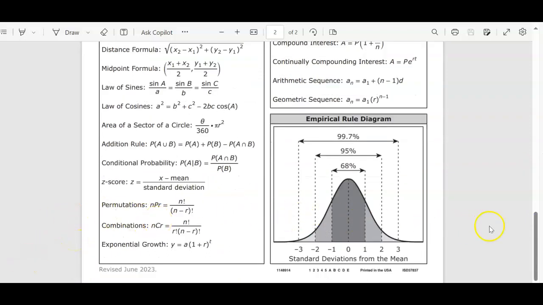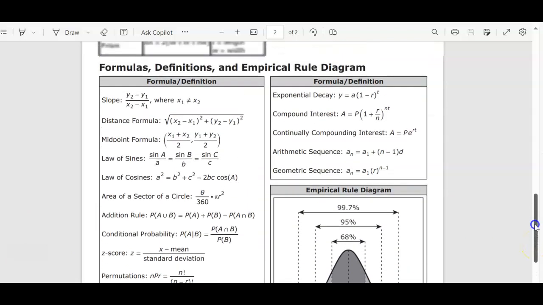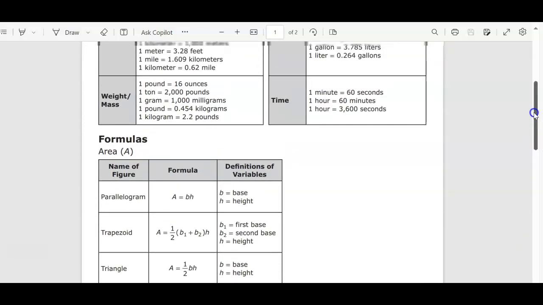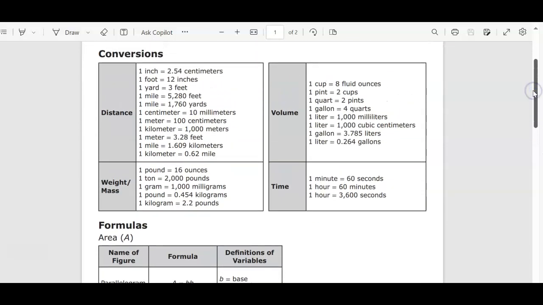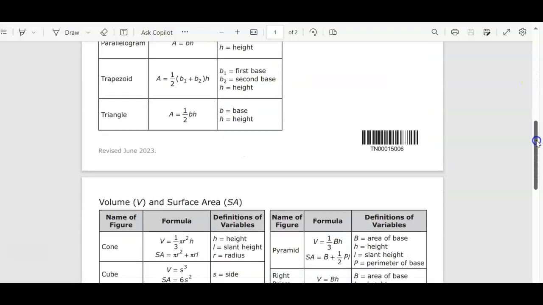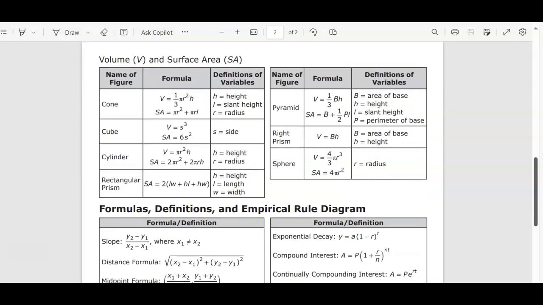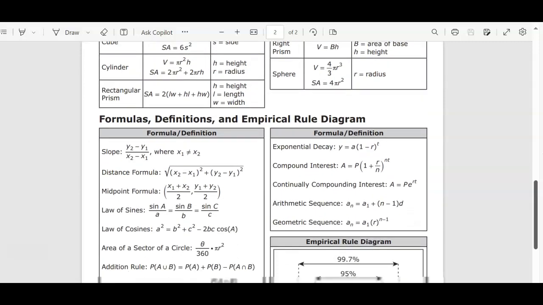Again, some of these formulas are only for Algebra 2. So if you're not in Algebra 2, if you're in Algebra 1 or geometry, there may be some of these things that you're not familiar with. If you haven't seen it in class, you're probably not responsible for it. But if you're in Algebra 2, I know that you're going to be pretty much responsible for everything on here.